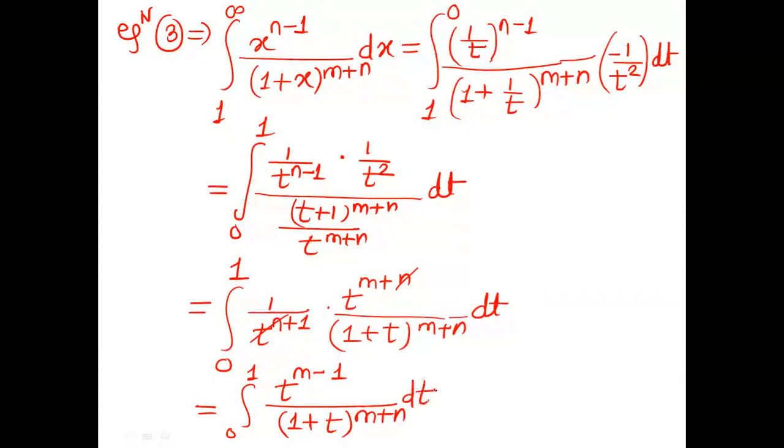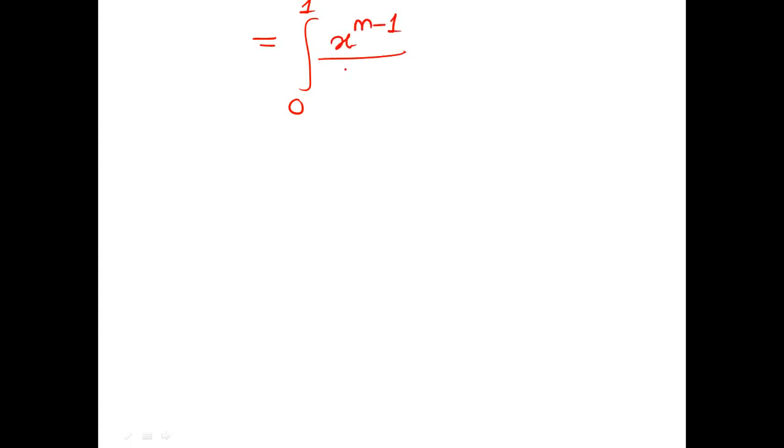Now look at this term. Is it as per the requirement? Does it serve the purpose? Yes. The only thing is that here we want the variable x. If x were there, it would be exactly as per the requirement. Can we do that? Yes, because t is a dummy variable. So as per the requirement, we can have other variables. So integral 0 to 1, in place of t, I will write x. So x raised to m minus 1 upon 1 plus x raised to power m plus n dx.